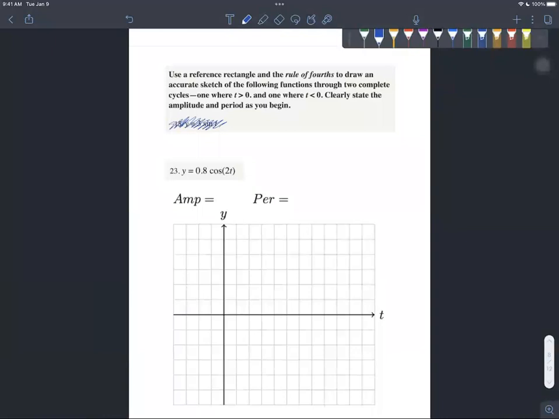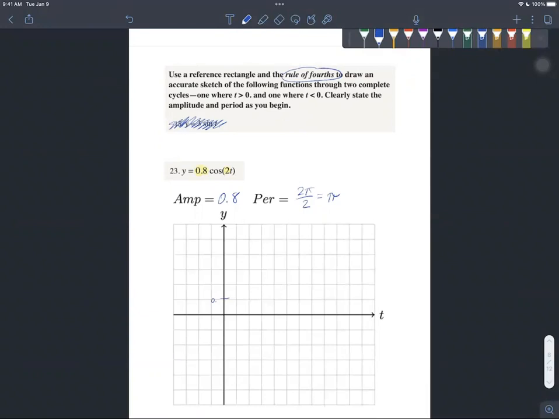All right, so let's take a look at y equals 0.8 cosine of 2t. The amplitude is 0.8. The period we said is 2 pi over b. b in this case is 2, and I'm getting that from the coefficient there I just highlighted. So this is a period of pi radians. And so remember the rule of fourths. That's kind of what we talked about earlier.